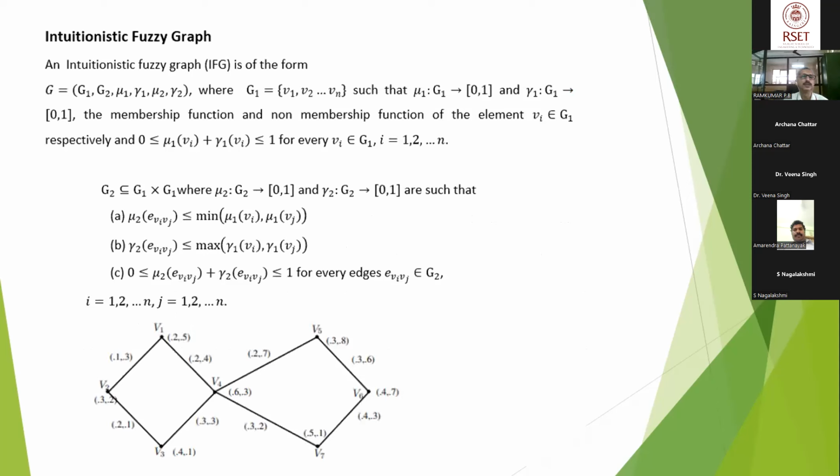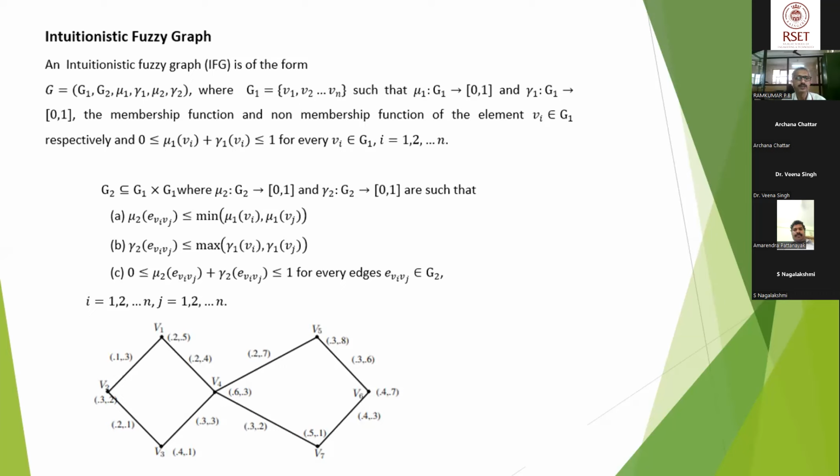Then we can define an indulgency fuzzy graph. When you consider the graph, an indulgency fuzzy graph is of the form G1, G2, mu1, gamma1, mu2, gamma2, where G1 is the set of all vertices V1, V2, up to Vn, where mu1 is defined from G1 to [0,1], and gamma1 from G1 to [0,1]. There is a membership function and a non-membership function of the element, or the vertex Vi, belonging to G1.